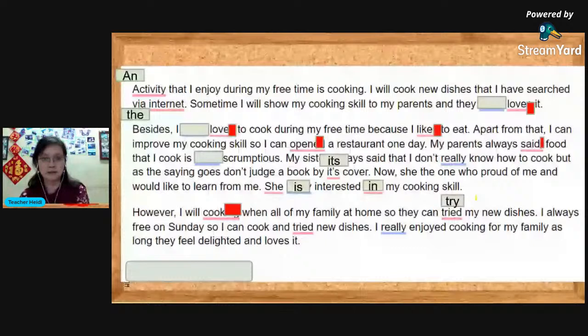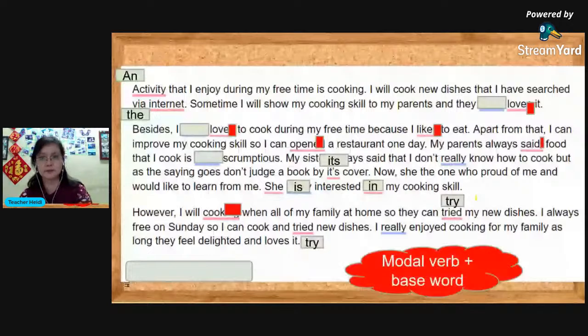So the mistake is modal verb plus base word. Can, could, shall, should, these are modal verbs. And the subject-verb agreement, like what I say: I love, I like, they love. Make sure there's no S. And of course, the last one, an article: an activity, the internet. Alright, okay, so that's all that teacher would like to share with you today. Till then.